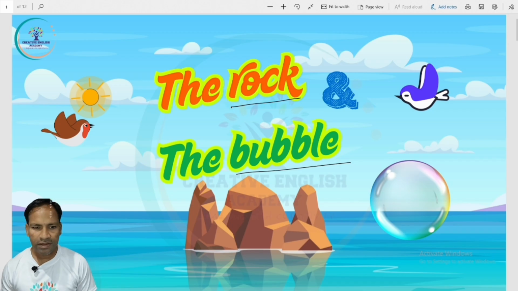Dear friends, today we are going to learn this beautiful poem written by Louisa May Alcott. And the title of the poem you can see here, The Rock and the Bubble. This poem written by Louisa May Alcott is a very beautiful poem. It's a story-like poem where at the end, the poem leaves a beautiful message behind, and the message is for all of us. So without any delay, let us start.